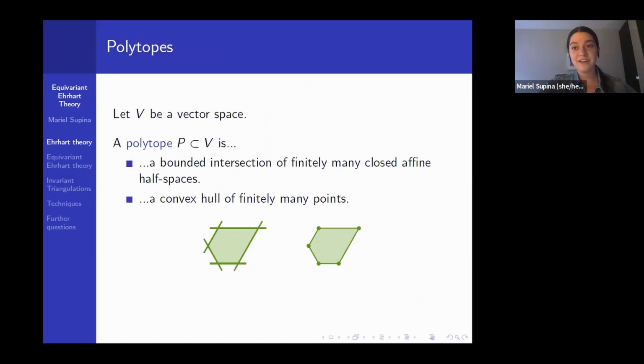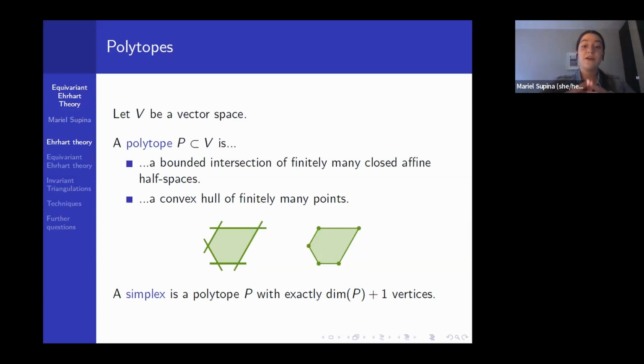So to start, we'll be working in a subvector space. For pretty much all the examples I'm going to talk about, the vector space is R to the n quotiented by the all ones vector. And then we have a polytope in our vector space that can be defined in one of these two equivalent ways. So either it's a bounded intersection of finitely many closed affine half spaces, as in the left-hand picture here, or a convex hull of finitely many points, so the smallest convex set containing some finite set of points, as seen in the right picture. And then in particular, we'll need a simplex, which is a polytope with the minimal possible number of vertices. So in 2 dimensions, this will be a triangle, in 3 dimensions, a tetrahedron, and so on.